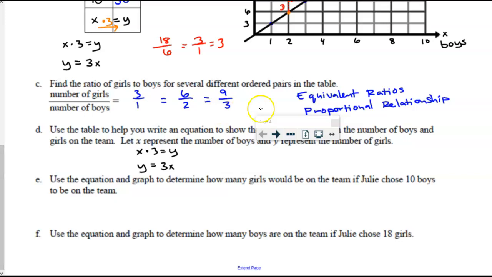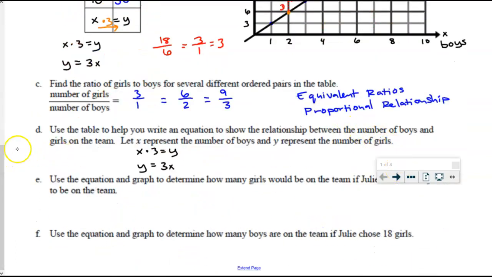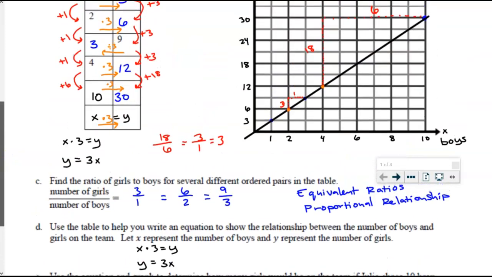Use the equation and the graph to determine how many girls would be on the team if Julie chose 10 boys to be on the team. We've already done this with our table, but let's make some connections again. I'm going to use the graph. 10 boys, so I'm going to follow along on the axis where we're measuring the boys. There's 10. I'm going to trace that up until I land on that graph. Landed there, and then we're going to follow it back over.